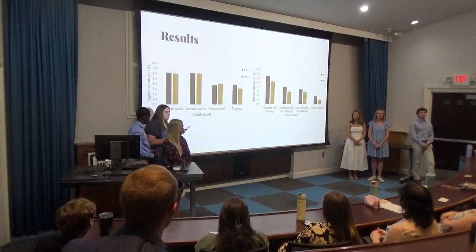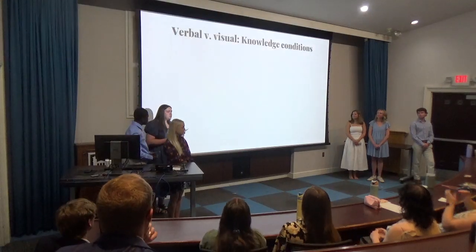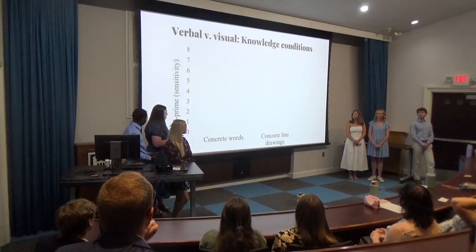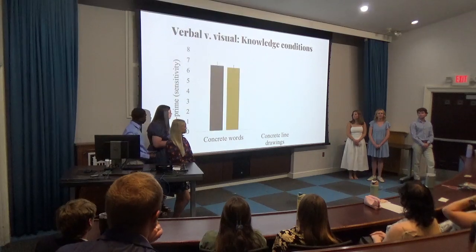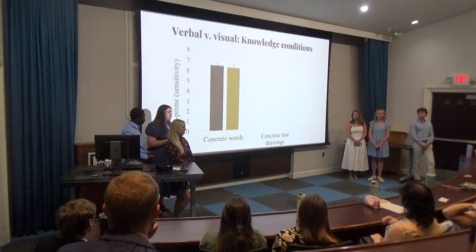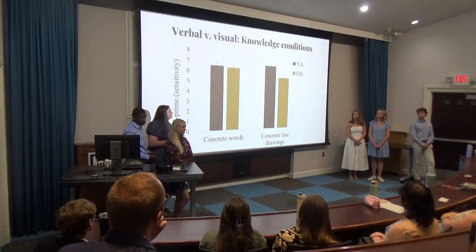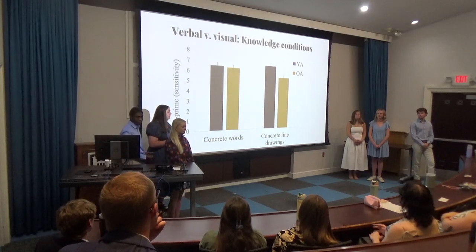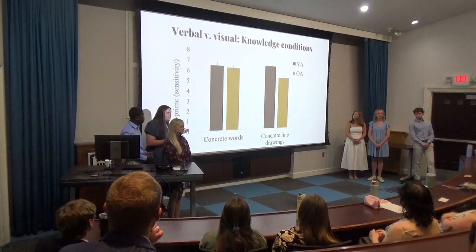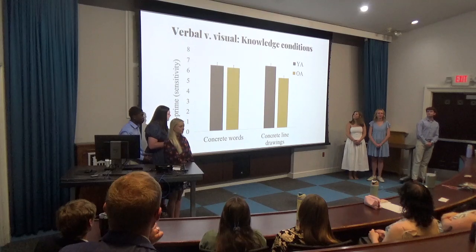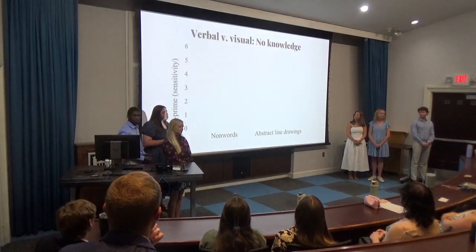And so rather than showing you all the data, I'm going to break it down into specific comparisons that we made. First, we looked at verbal versus visual stimuli in the high knowledge condition. So we looked at concrete words for verbal and concrete line drawings for visual. Our results showed that for our verbal stimuli, there was no age difference in NBAC performance, indicating no working memory difference. And for our visual stimuli, we found that older adults did perform worse than younger adults on the NBAC. And so from this, we see that in the high knowledge condition, there's only a difference in NBAC performance for the visual stimuli.